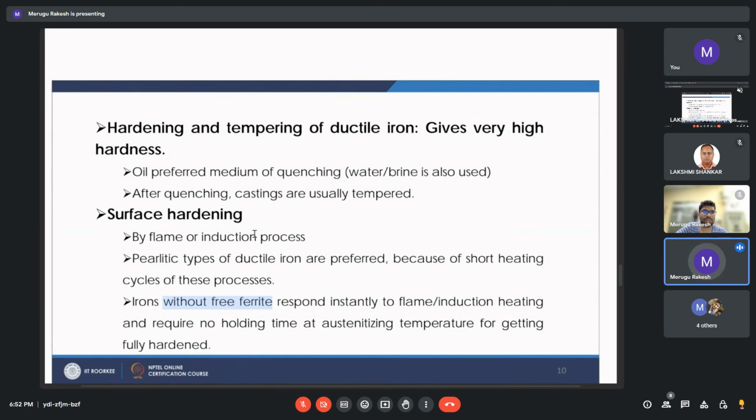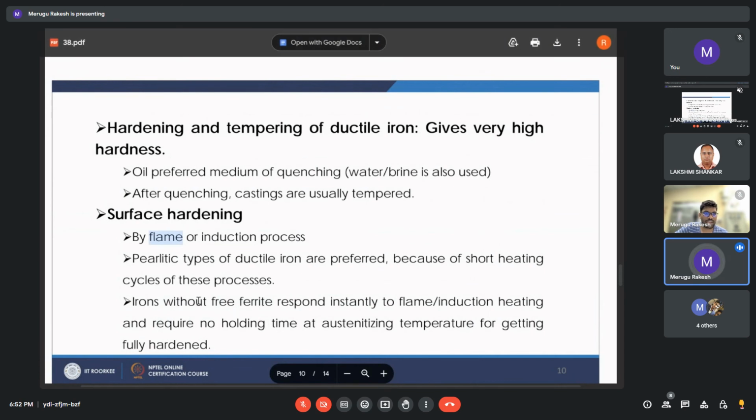One thing to remember in this surface hardening is that the flame contains some carbon as well. When you heat the surface, this carbon will diffuse into the surface and form cementite structure, which is a hard structure, so that we get a hard layer on the surface itself. That is one surface hardening technique that we use with the flame. Iron without free ferrite responds instantly to flame induction heating and requires no holding time at austenitizing temperatures for getting fully hardened.